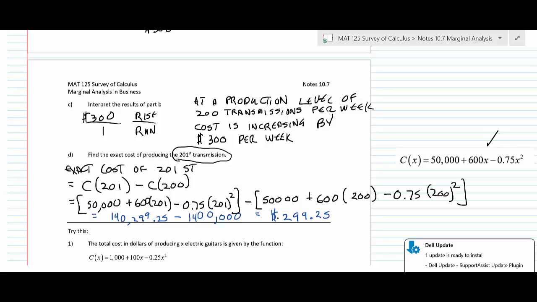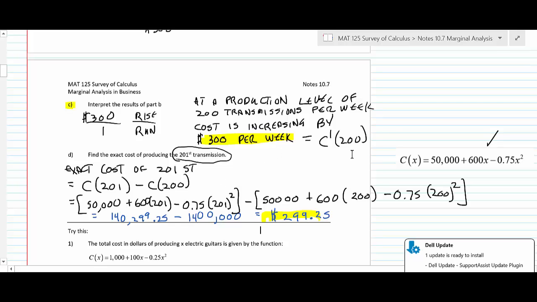Now the reason I want to do this is because there's an important relationship you guys want to look at. Look at the answer to part C. We did the marginal. This is the marginal cost. So this thing right here is the marginal cost of 200. Now look at the answer we got. What do you notice? Pretty close. They're pretty close, okay? You're going to find that a derivative is a good estimation of an exact cost. It's not perfect, but it's a good estimation.